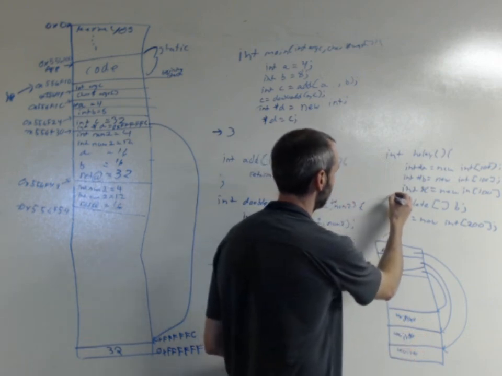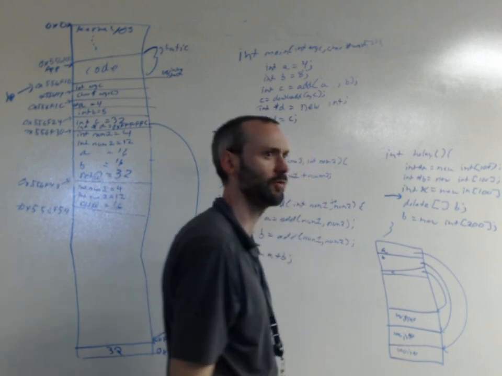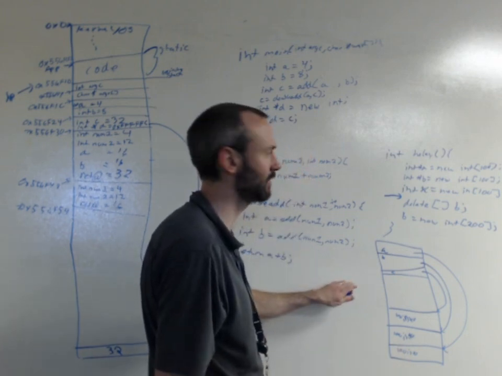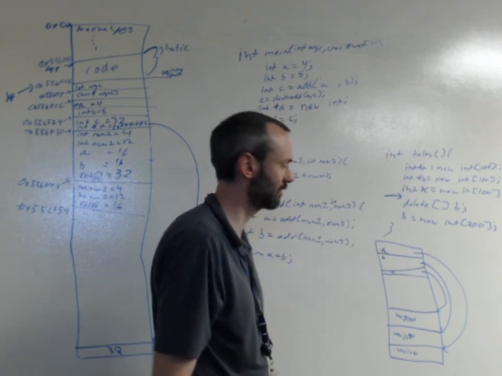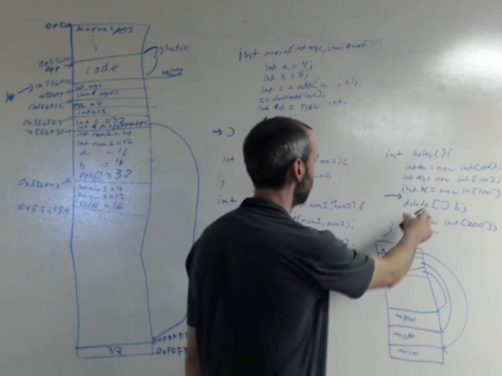Okay, and we are right here. Everyone with me so far? A, B, and C are on the stack. They are pointers, so they're 8 bytes each. Each of them is pointing to a different set of 100 integers.